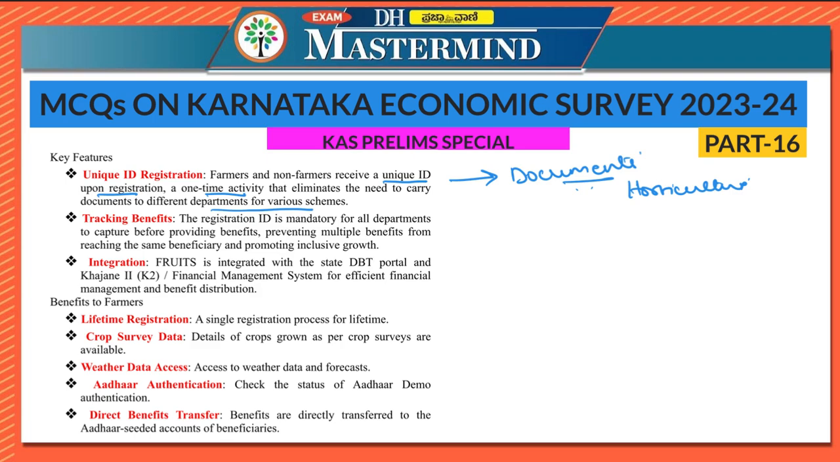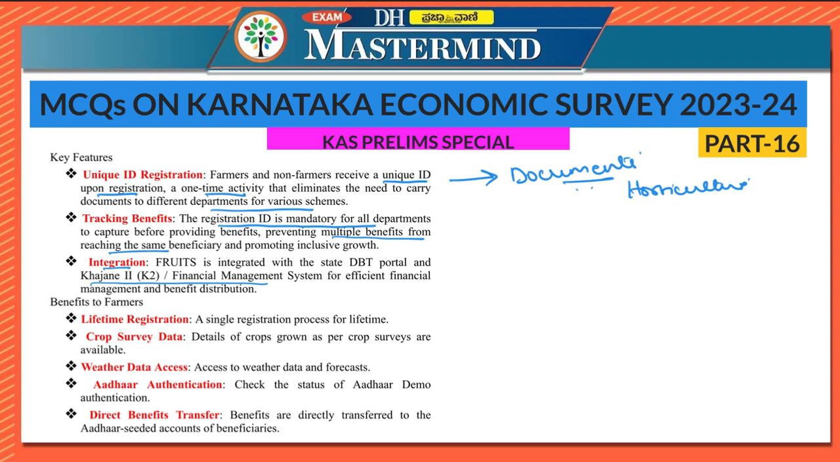Second is tracking benefits. The registration ID is mandatory for all departments to capture before providing benefits, and it prevents multiple benefits from reaching the same beneficiary. So there won't be duplication of schemes or duplication of benefits to a single beneficiary. In other words, multiple benefits reaching the same beneficiary will be avoided, and this will in turn save the resources of the government and also promote inclusive growth. Next is integration. Fruits is integrated with the state DBT portal and Khajane 2, the financial management system, for efficient financial management and benefit distribution.